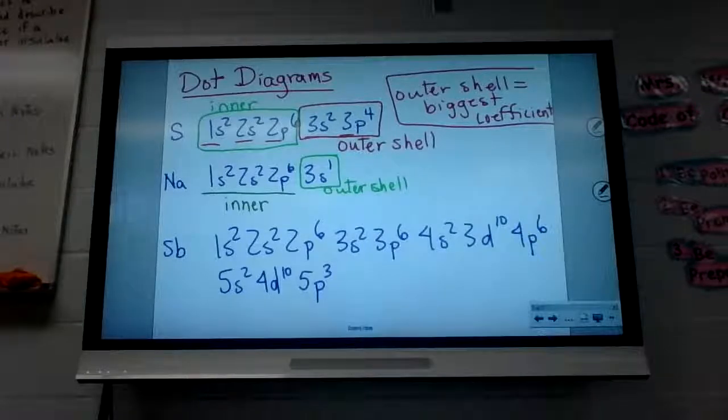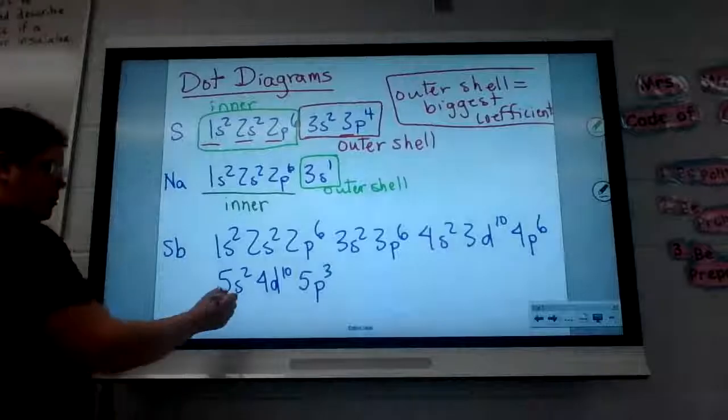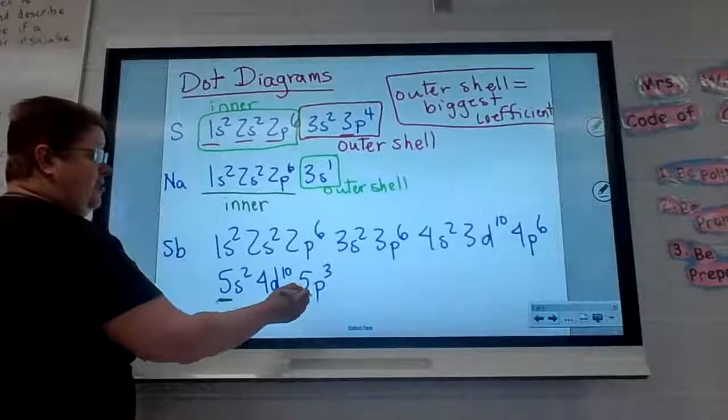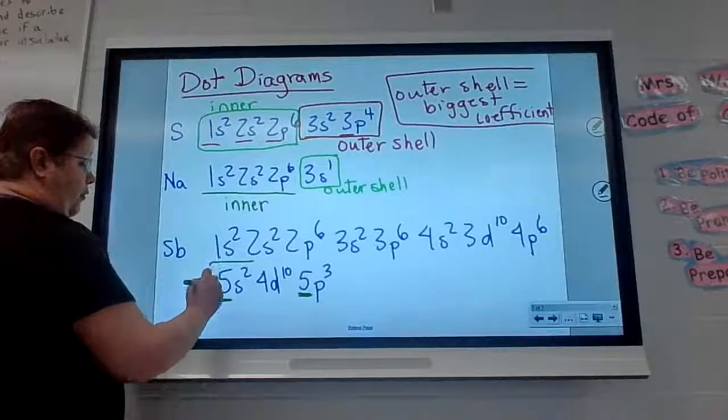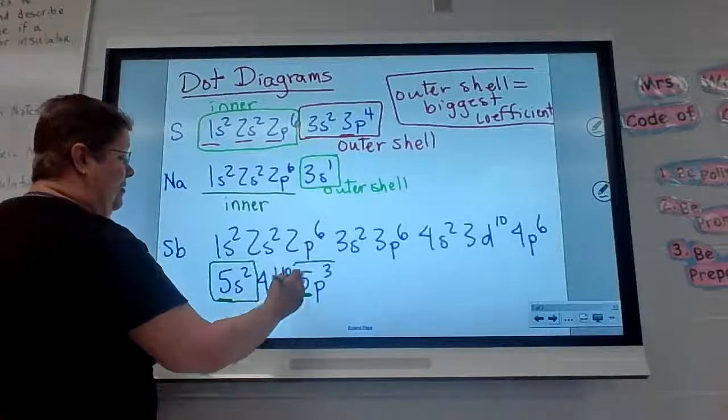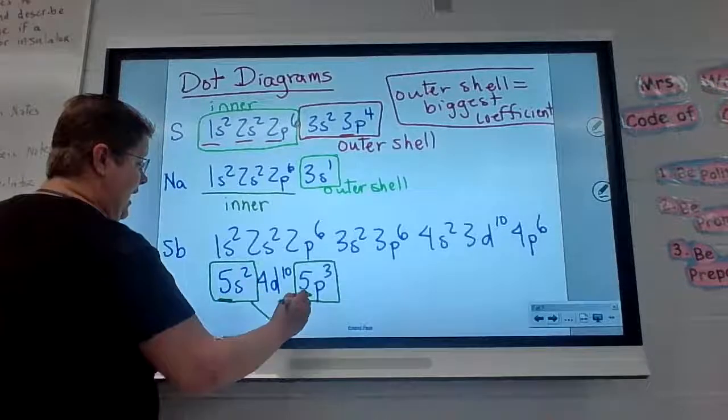Not just 5P. Do you see another 5, Serenity? Yeah, what is it? Okay. So when you look here, it's the 5 that tells you the outer shell. So this and this is the outer shell.